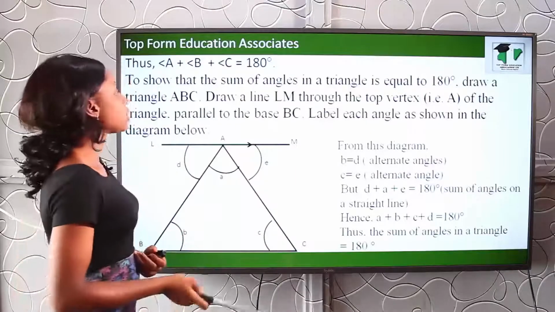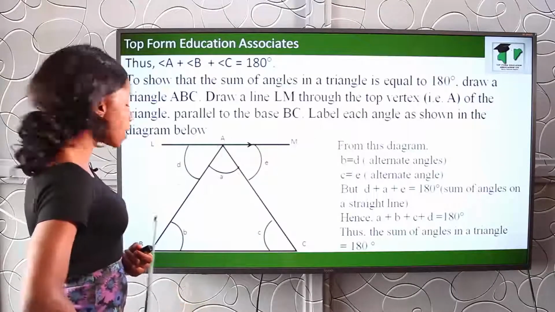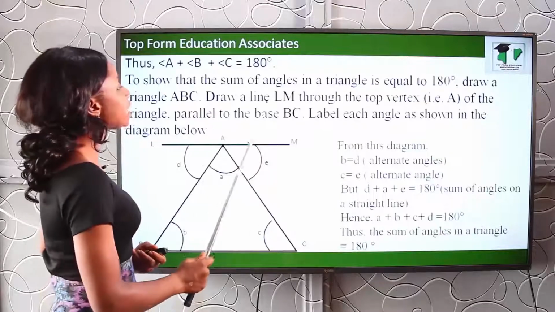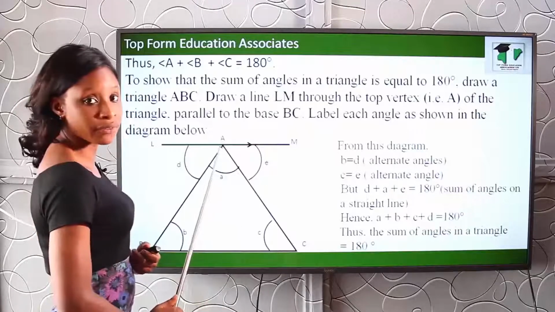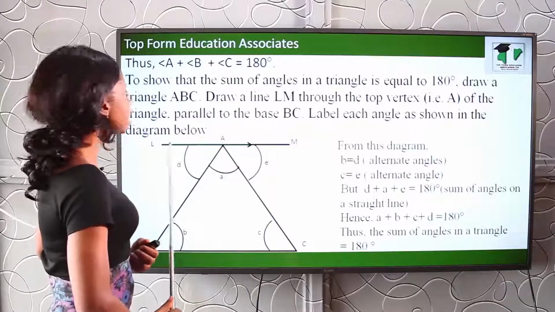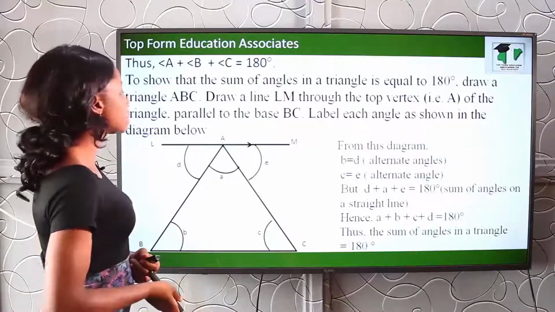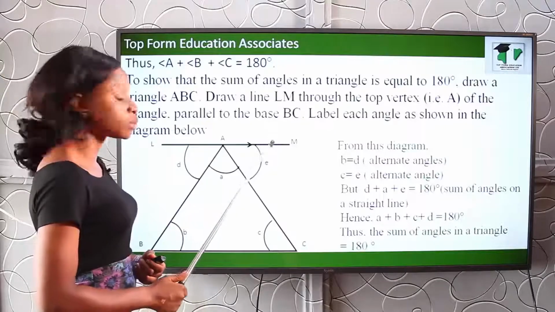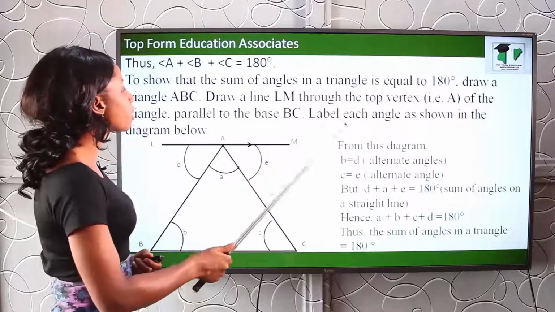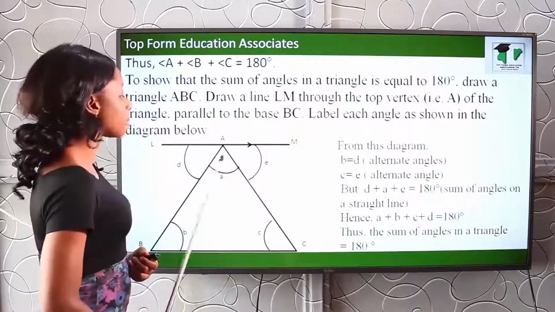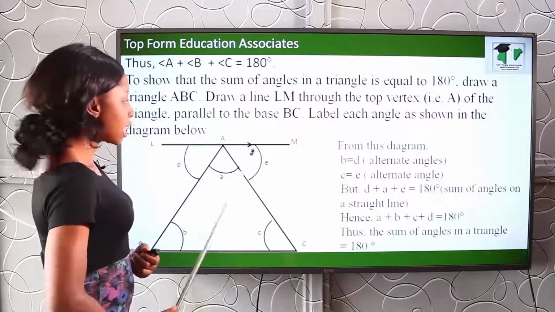Now we're going to prove the practical we just did. Now, you're going to draw a triangle ABC. These are our triangle A, B, and C. You're going to draw a line LM through the top vertex. Remember vertex? We're going to draw a straight line L and M through the top vertex of triangle A, B, and C. Now, this LM will, of course, be parallel to line BC, okay, which is the base. Now, you label the angles as shown in this diagram, okay? You label the interior A, B, C, D, and E.